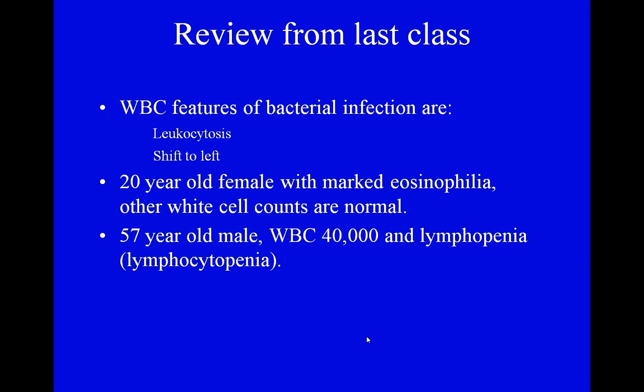Here's a gentleman who has a very elevated white blood cell count. I didn't ask you to memorize normals, but we said white blood cells was an easy one to remember. 5 to 10,000 is normal. This person has lymphopenia, or another way to write that would be lymphocytopenia. So of these 40,000 white blood cells total, a lot of them are lymphocytes.